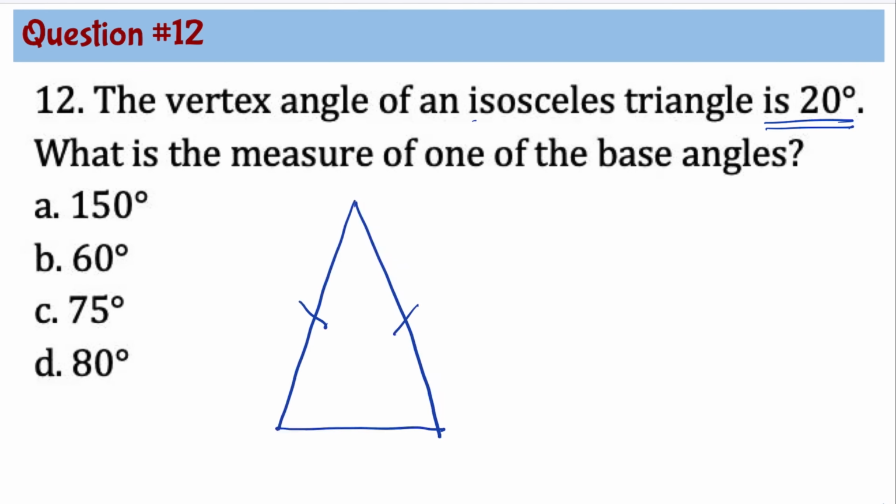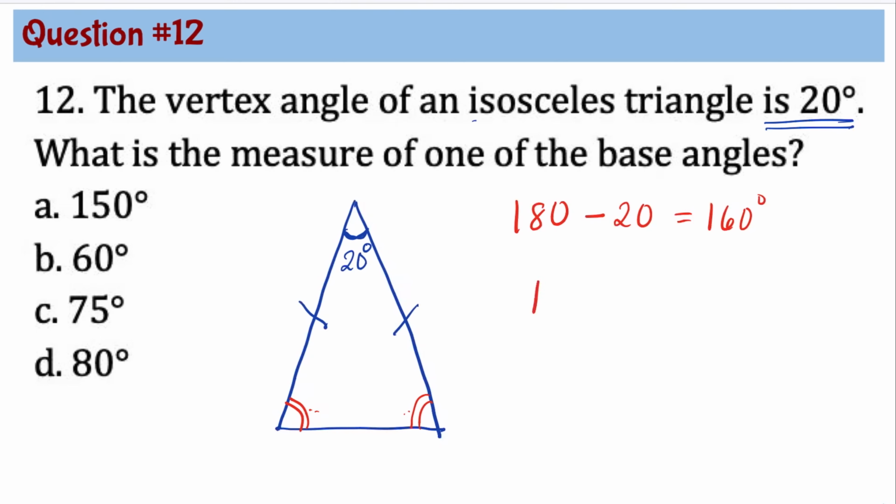Now, which one is the vertex angle? The vertex angle is this angle right here, and that's going to be 20 degrees. These two angles are called the base angles, and these two angles will be equal. Now, a triangle has how many degrees in all? 180 degrees, right? So now we need to subtract 180 minus 20. That is 160 degrees. That means the sum of these two base angles is 160, and they're equal.